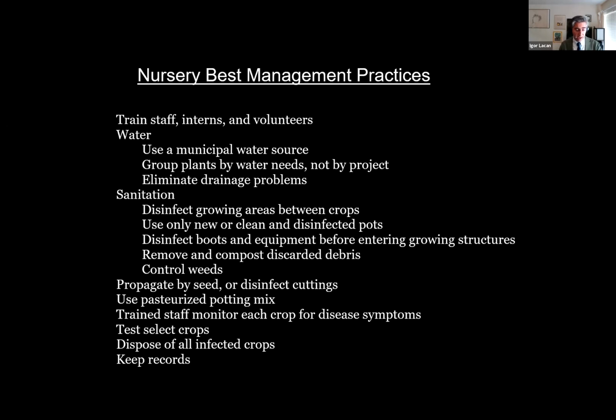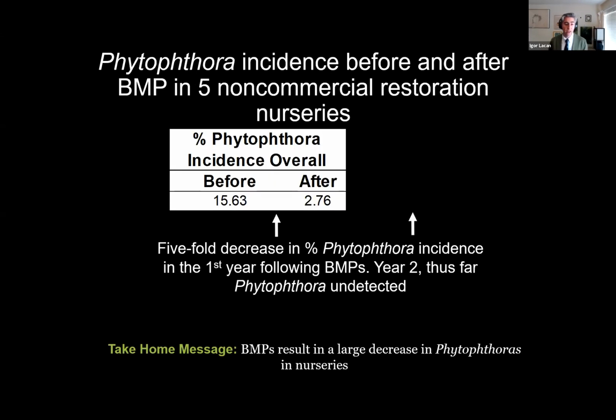Once all of these BMPs have been implemented, and I really want to stress this, most of the native plant restoration nurseries have been trying to implement these. Once they're implemented, you really have a huge decrease in incidence. The Phytophthora in these 5 nurseries, and these are small nurseries, they're non-commercial, kind of backyard nurseries almost, the Phytophthora incidence went from 15% to 3% to nothing, 0% in 2 years. So it's really possible to move the needle, as they say, by implementing best management practices.